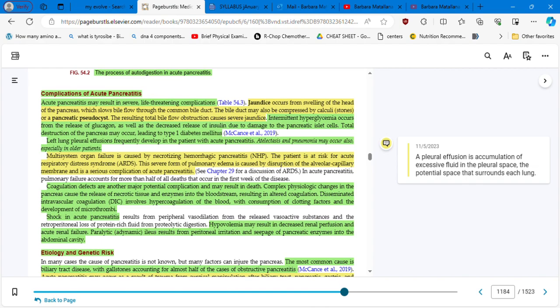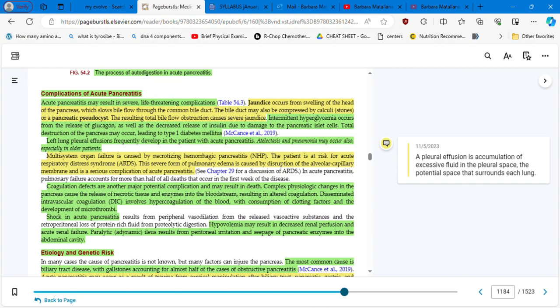The endocrine is related to the enzymes, the hormones that are going to control the sugar, the glucose, right? And the exocrine is the breakdown: lipase, protease, and amylase. So then the total destruction of the pancreas may occur, leading to type 1 diabetes mellitus. Left lung pleural effusions frequently develop in the patient with acute pancreatitis.